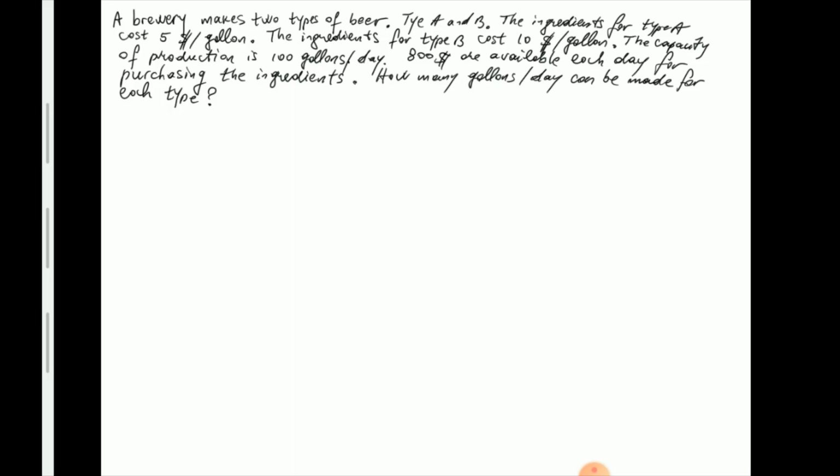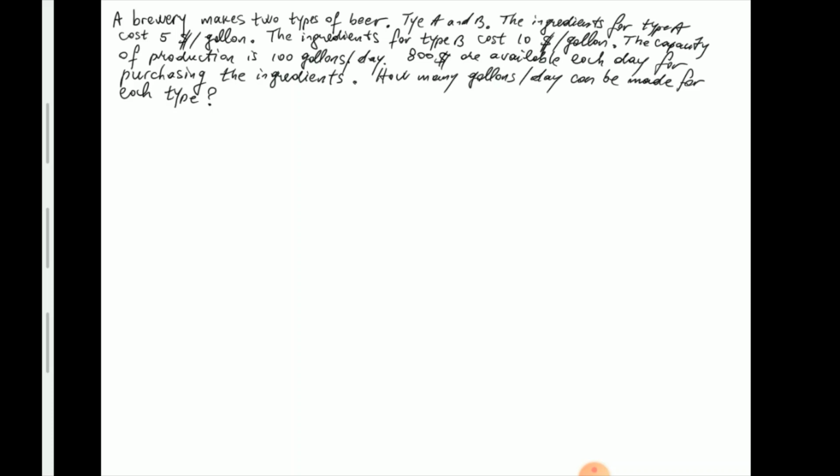So we talk about a brewery in this story that makes two types of beer, type A and B. The ingredients for type A cost $5 per gallon, and the ingredients for type B cost $10 per gallon. And say the capacity of production is 100 gallons per day. So that's how much this brewery can make in terms of the quantity per day, 100 gallons. And this brewery also has $800 available each day for purchasing the ingredients. So there are some limitations in terms of the money per day, and then some information about the cost. How many gallons per day can be made for each type?